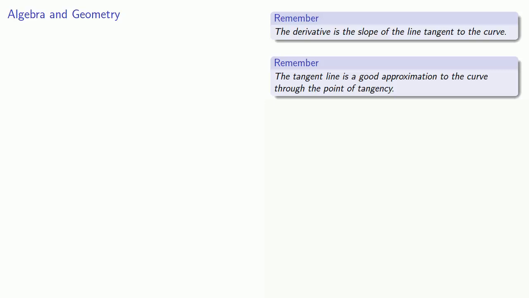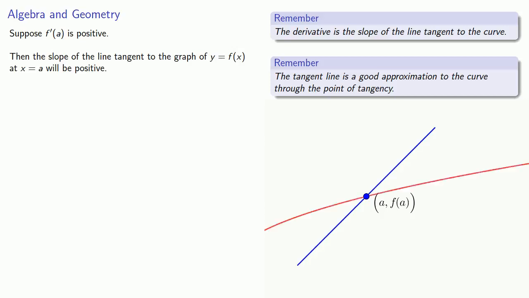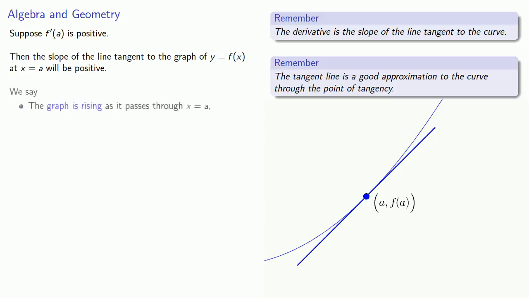So suppose we know that the derivative is positive. Then the slope of the line tangent to the graph of y equals f of x at x equals a will be positive. So wherever our point is, the tangent line will look like this. And because a tangent line is a good approximation to the curve through the point of tangency, we know what the curve looks like. Not this, not this, but maybe something like this. And so we say that the graph is rising as it passes through x equals a, or we say that the function is increasing through x equals a.